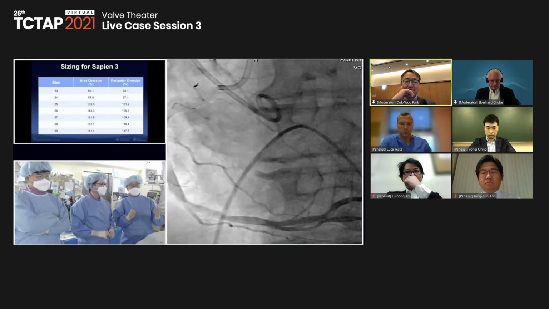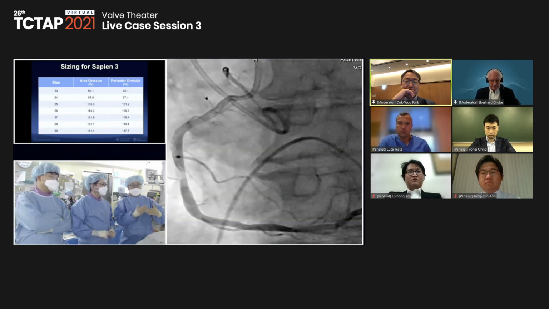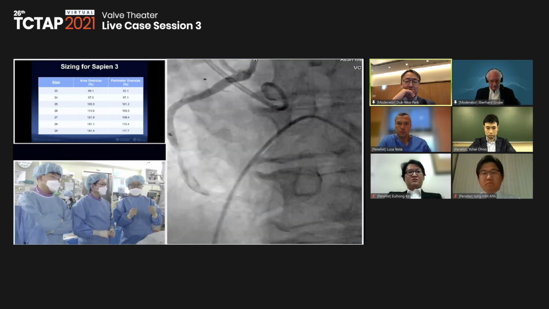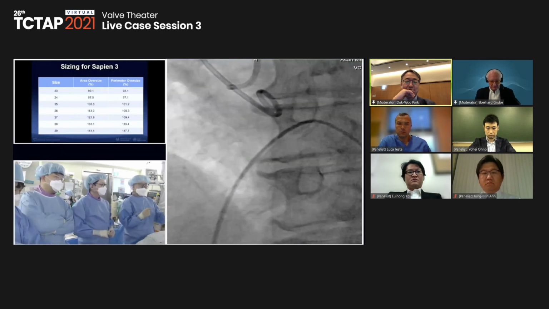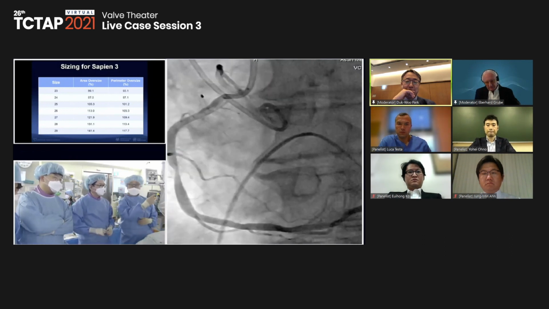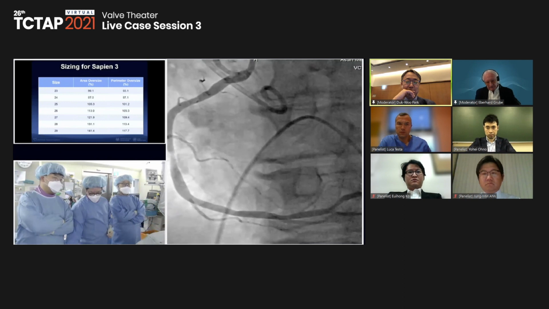Also, this patient's pre-TAVR CT scanning shows just a mild stenosis. But we checked the coronary angiogram, and there is some different finding. Could you show us the coronary angio?